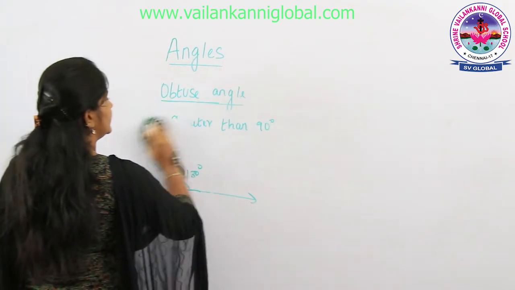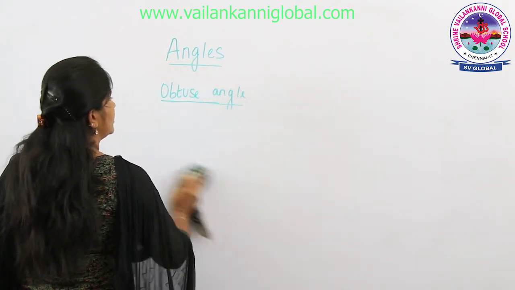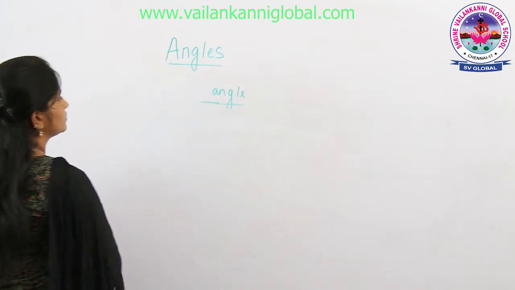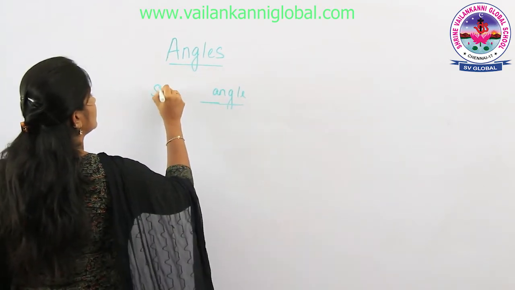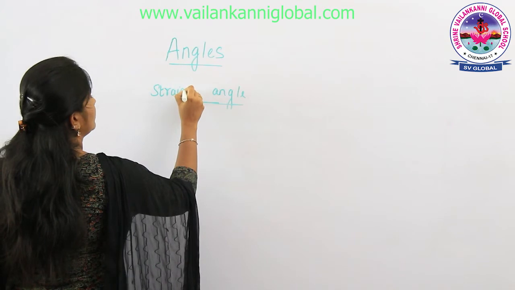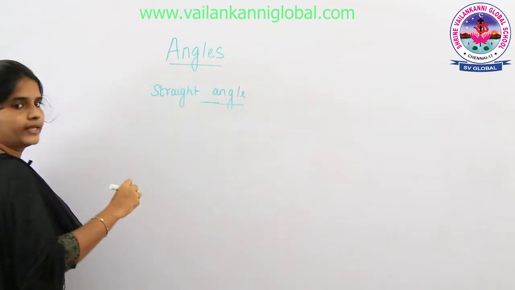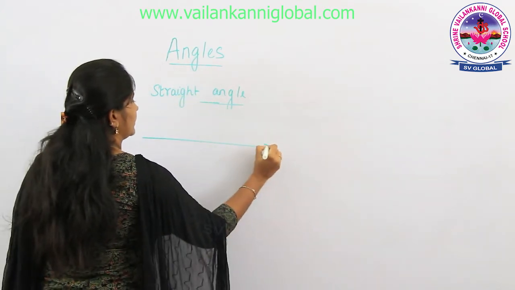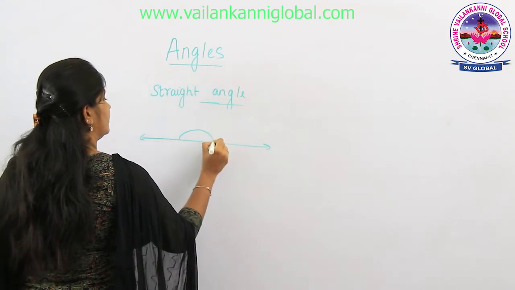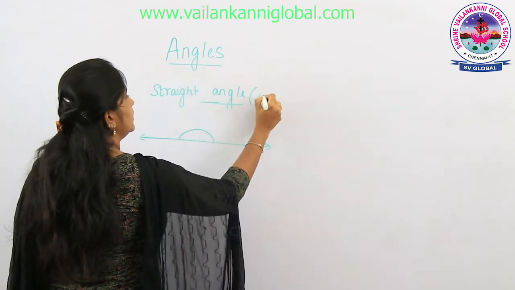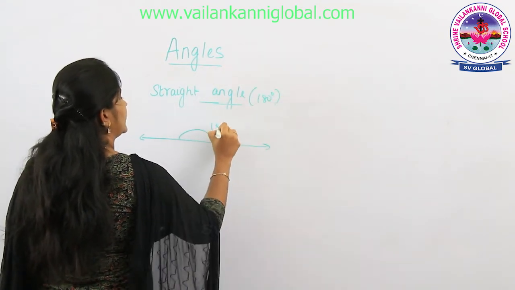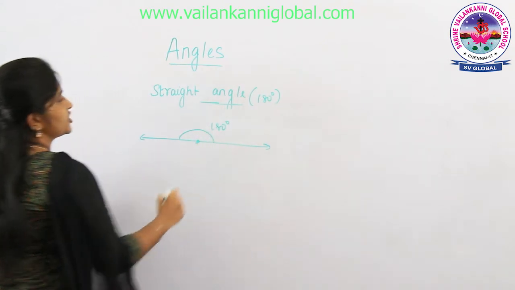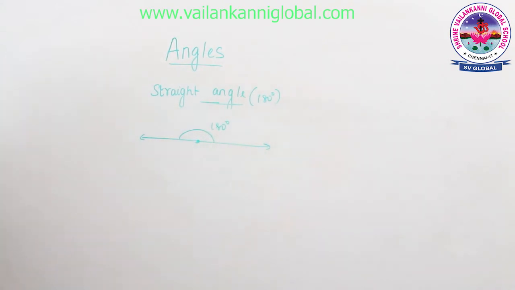One more angle is there which is nothing but the straight angle. Okay, in a straight angle, the angle will be just a line. So this is the line and this is the angle formed. In a straight angle, the degree is 180 degrees. So this is the straight angle. So we have seen the 4 types of angles.